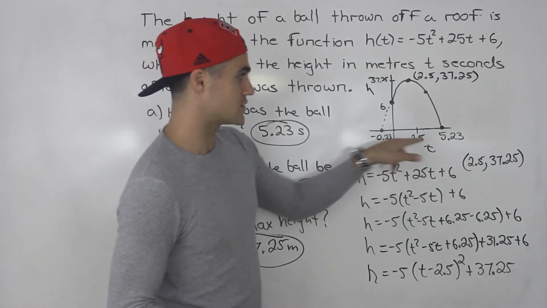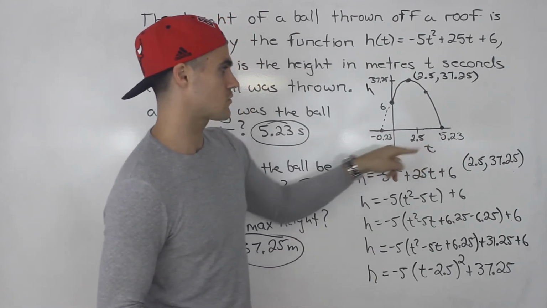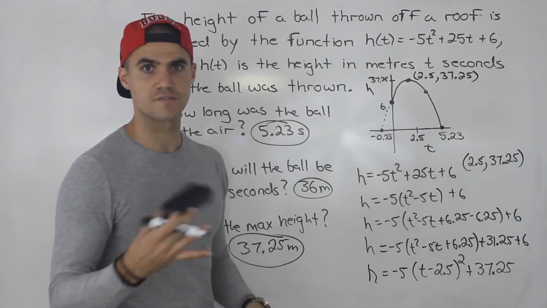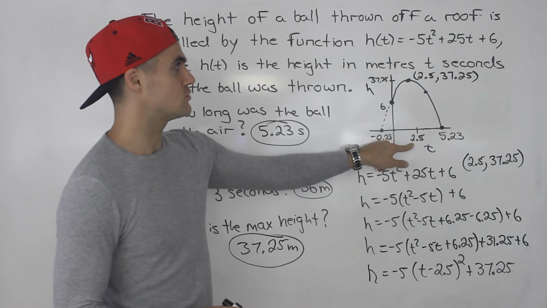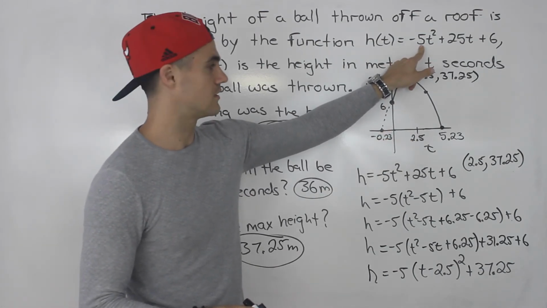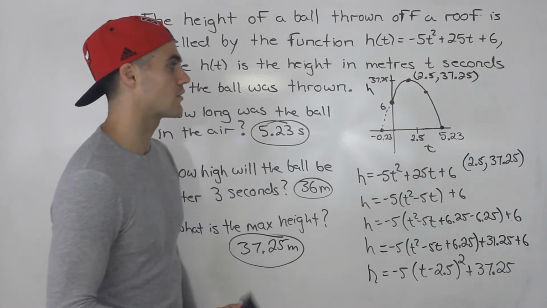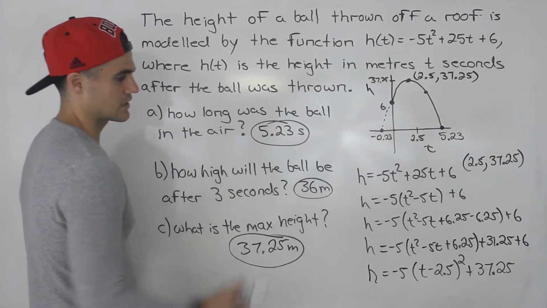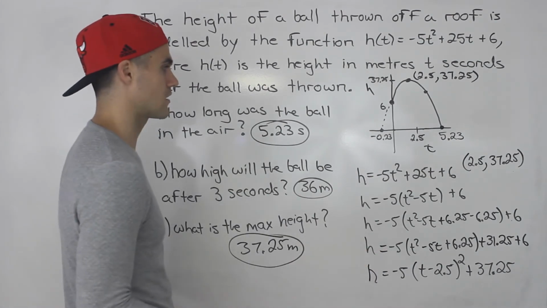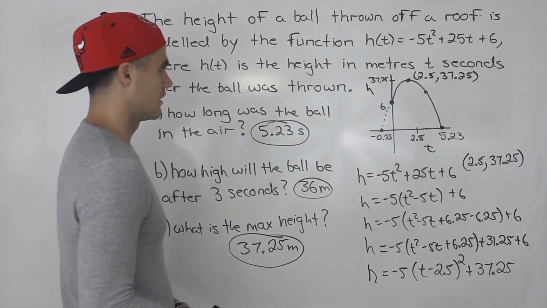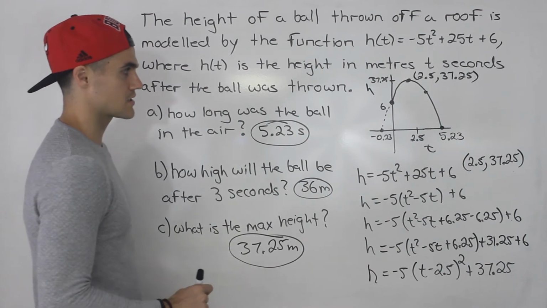Again, we had the two intercepts, so we could have just added them up and divided by 2. And look what happens: 5.23 plus negative 0.23 gives us 5, divided by 2 gives us 2.5. And then if you take 2.5 and plug it into here, you would get 37.25, the max height. So that's another way to do it. I just like completing the square. So I like to put it in vertex form and then just get the vertex directly from the function. Okay, so those are the answers to all the questions.